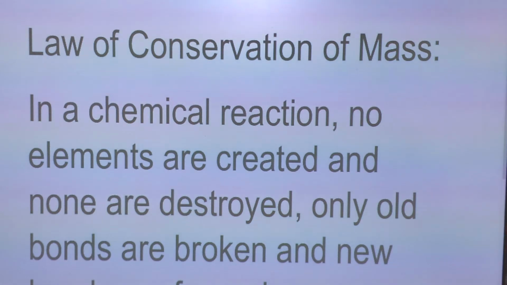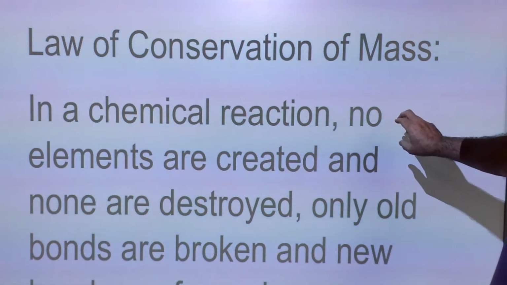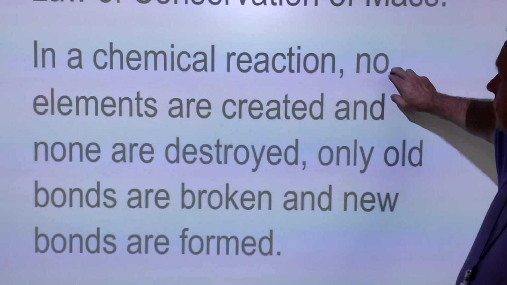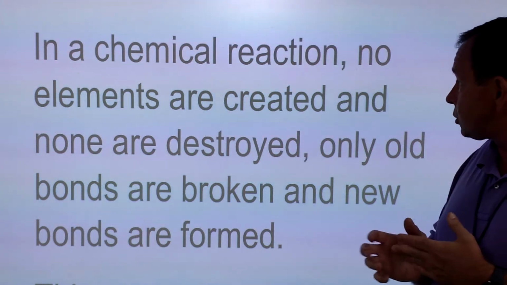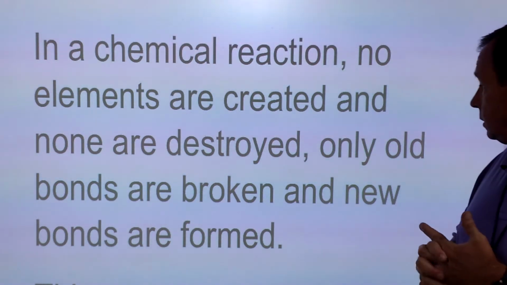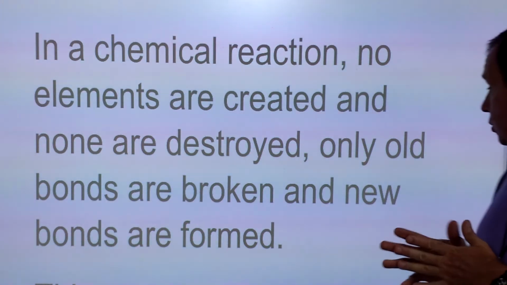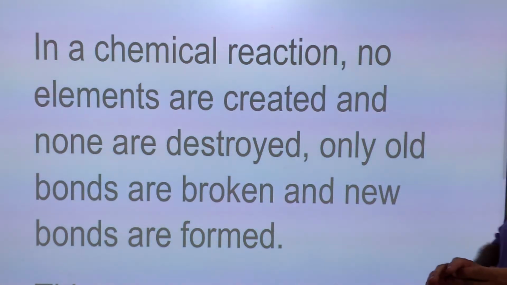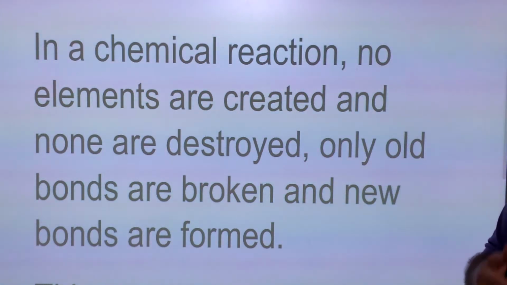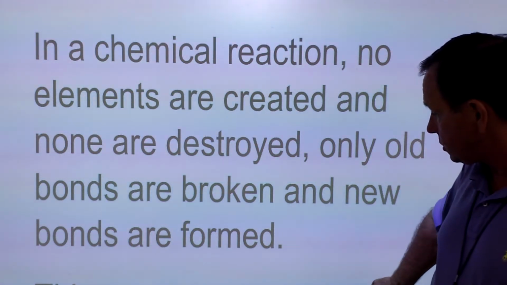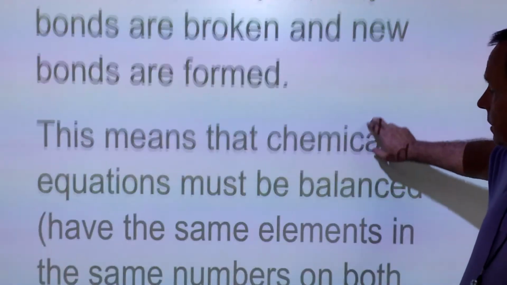Before we talk more about chemical equations, we need to understand the law of conservation of mass. The law of conservation of mass says that in a chemical reaction, no elements are created and none are destroyed. Only old bonds are broken and new bonds are formed. Basically, what this tells us when we look at chemical equations, is that whatever is on the left side of the equation will have to be on the right side, the same elements in the same numbers, because nothing is created and nothing is destroyed. We only break old bonds and create new bonds.